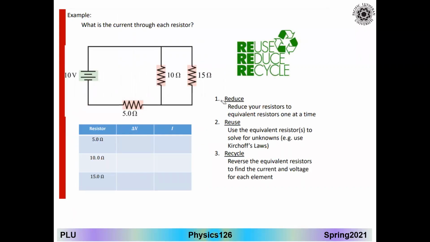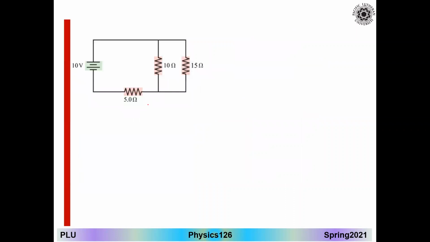In particular, we want more practice for the three steps, or the general strategy, to solve the circuit: reduce, reuse, and recycle. Again, we have three resistors connected with one single source, and we're asked to fill that table by finding the potential difference across the three resistors and the current through each resistor. So again, we're going to use our concept to reduce.